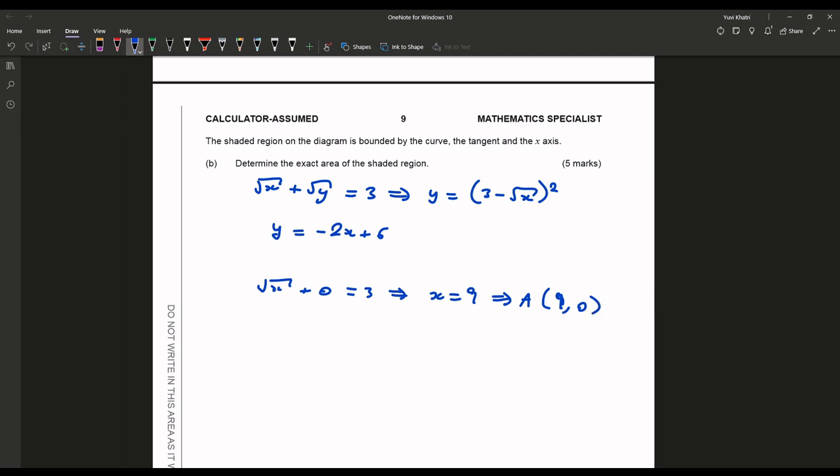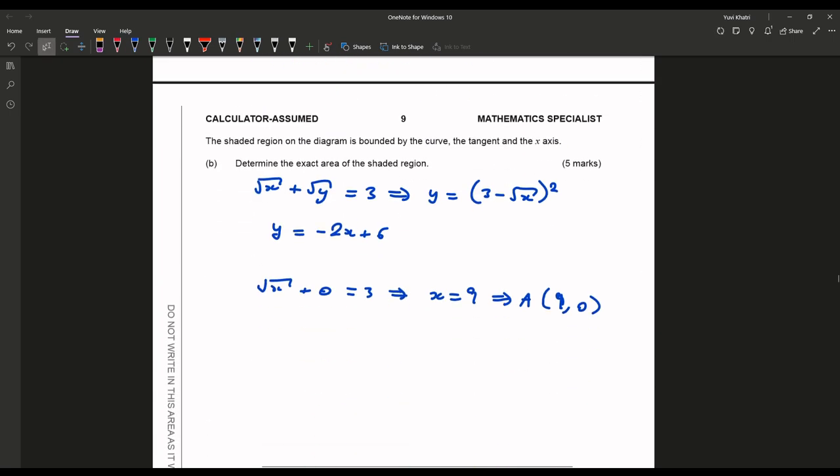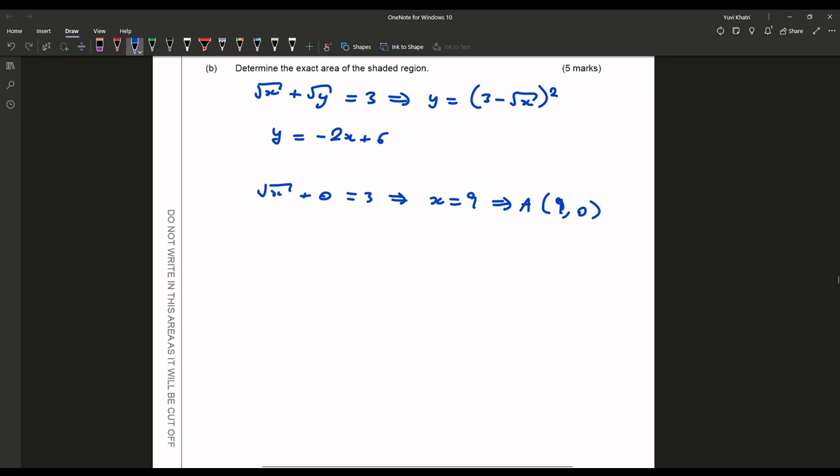Now we also need the x-intercept of the line, right? To find this, so that we can subtract that area. So that's, again, when y equals 0. So we'll do 0 equals negative 2x plus 6, and we get x equals 3. So it intersects the x-axis at (3, 0).